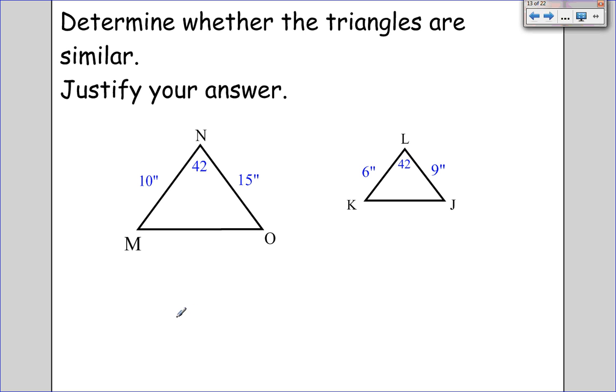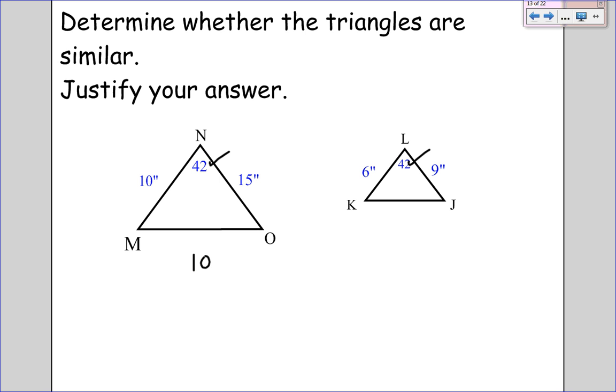Okay, so ask yourself first, which of the three could it be? Well, we only have one angle, so it can't be AA. And we only have two sides, so it can't be SSS. So it could be maybe SAS. So we have to check the angles. They are congruent, so the angle part works. Now let's check the sides.